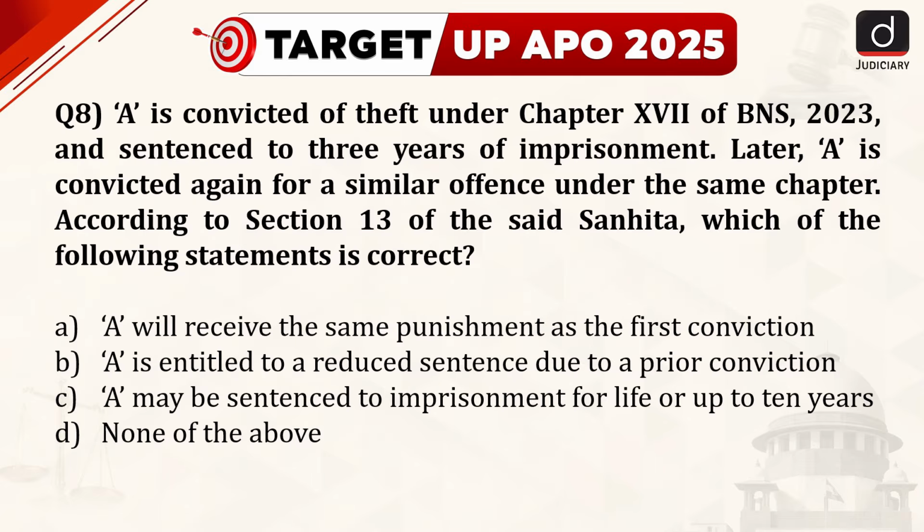Question number 8. A is convicted of theft under Chapter 17 of BNS 2023 and sentenced to 3 years of imprisonment. Later, A is convicted again for a similar offence under the same chapter. According to Section 13 of the said Sanhita, which of the following statements is correct? Option A, A will receive the same punishment as the first conviction. Option B, A is entitled to a reduced sentence due to a prior conviction. Option C, A may be sentenced to imprisonment for life or up to 10 years. And option D, none of the above. The correct answer is option C.